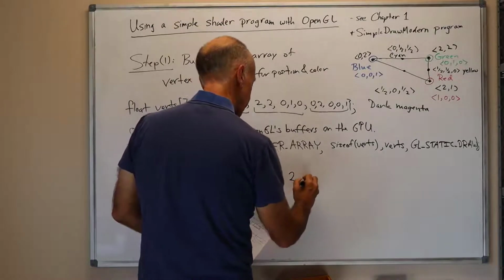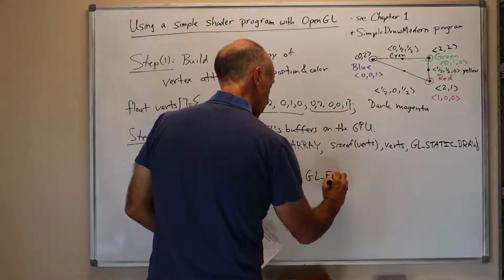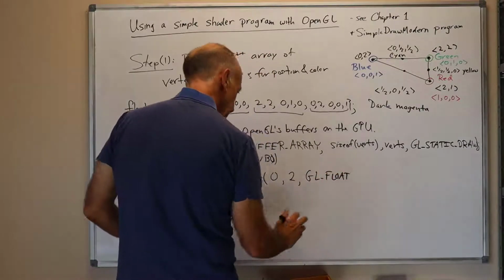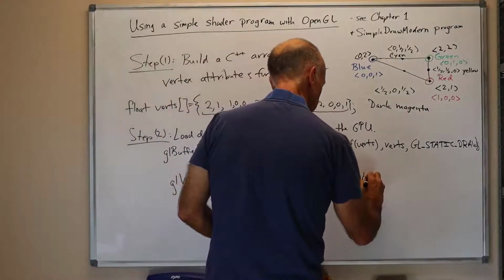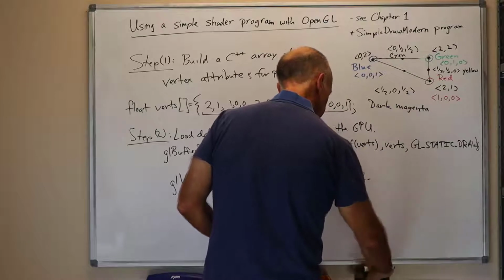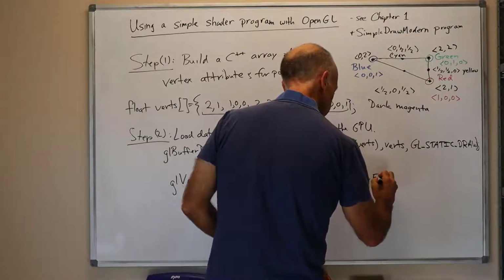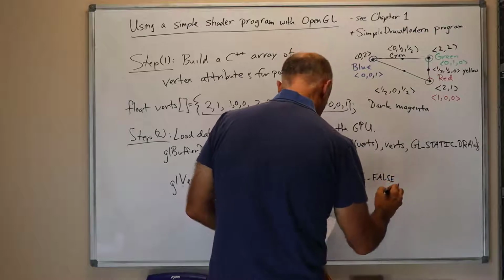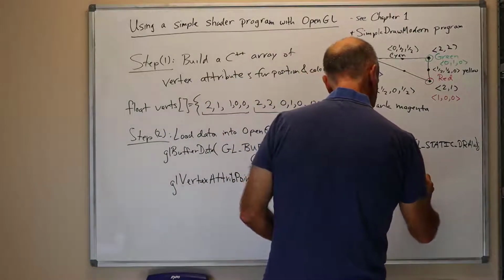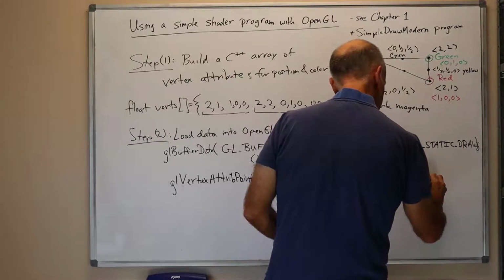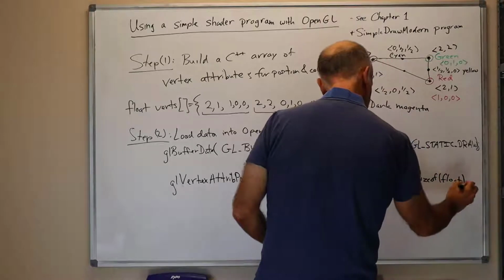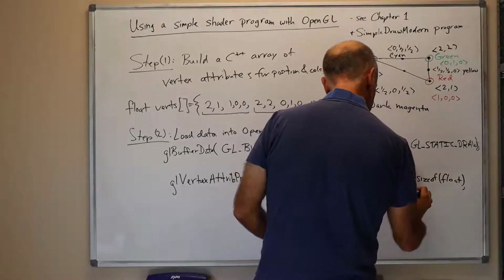0, 2, GL float, GL false, 5 times size of float, comma, void star 0.